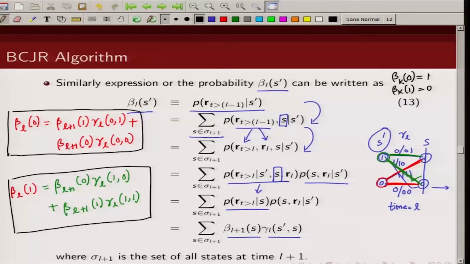So, in that case we would assume beta at the end of the block to be equal to 1 by the number of states. So in this case we would assume that beta k 0 is half and beta k 1 is half. This is for the case when the convolutional encoder is not terminated, that means it is not brought back to the all 0 state, and this will be the initial condition when the convolutional encoder is terminated.